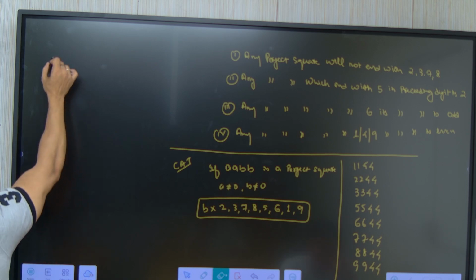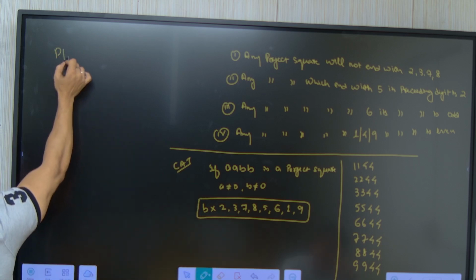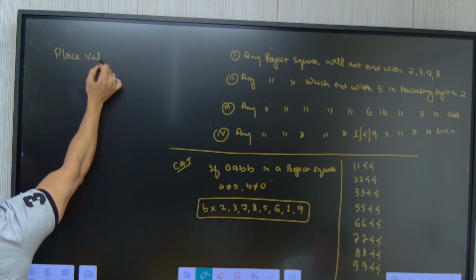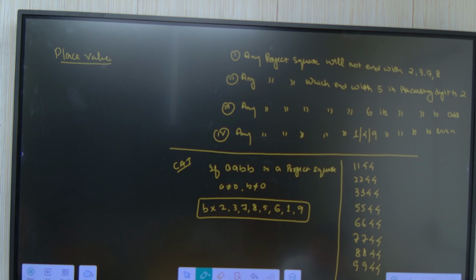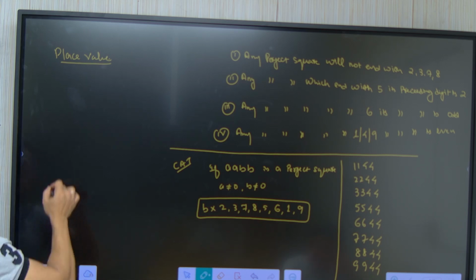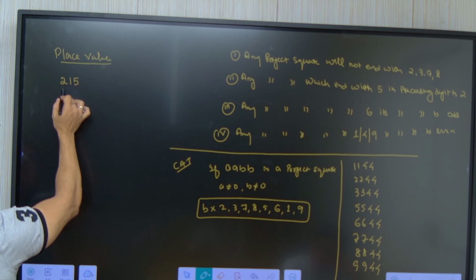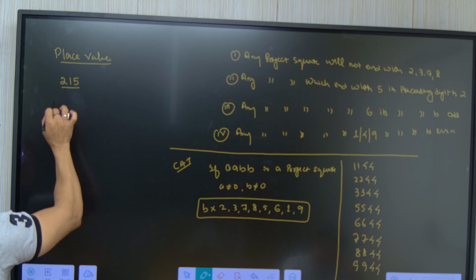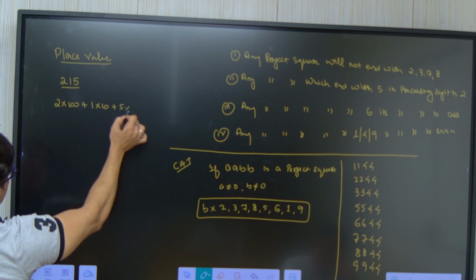Do you know what is place value? And what is face value? So suppose I have a number, let's say 215. So 2 is at the 100 place, 1 is at the 10th place, 5 is at the unit place. So I can write 2 into 100 plus 1 into 10 plus 5 into 1.